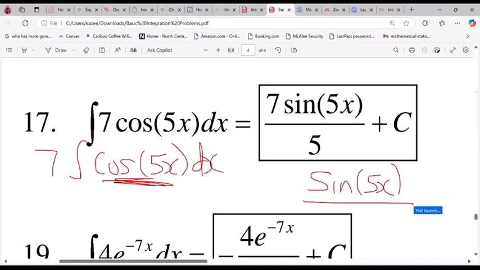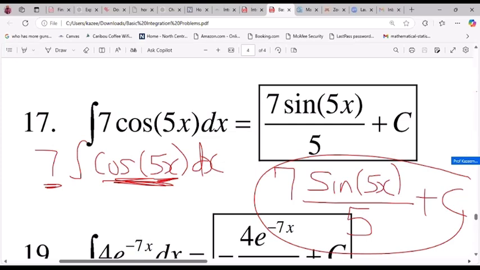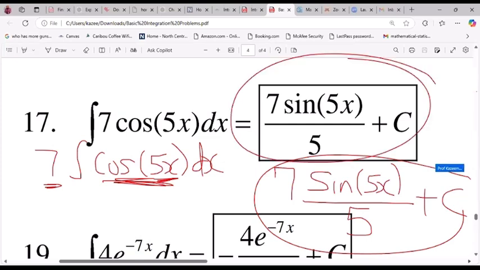Then I'm going to differentiate the multiple angle with respect to x. That's going to be 5, right? You put it right here. Then the 7 here, I'm going to write it out, and I'm going to do plus c. And that was how they got it. Look at that. That's super cool, right? That's super easy. That's how to go about it.